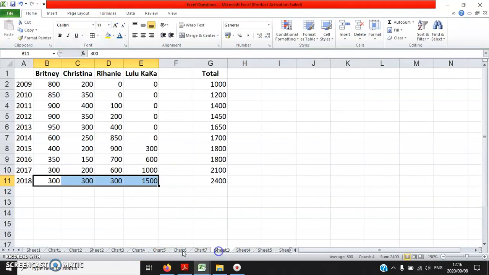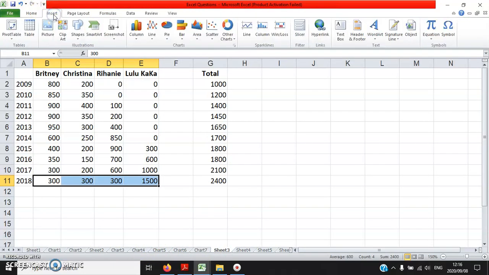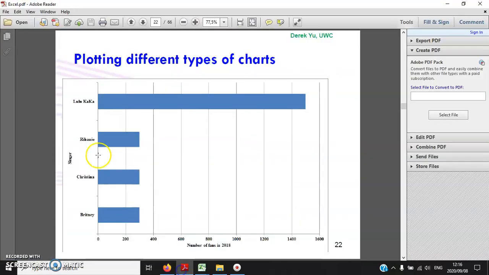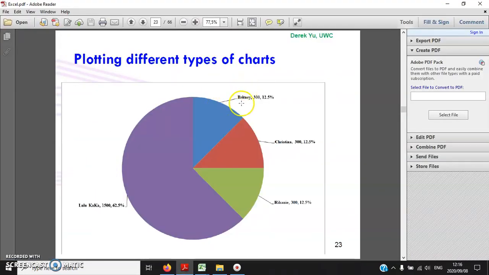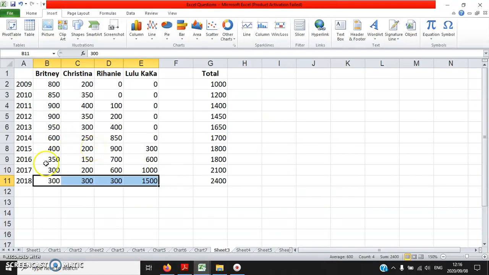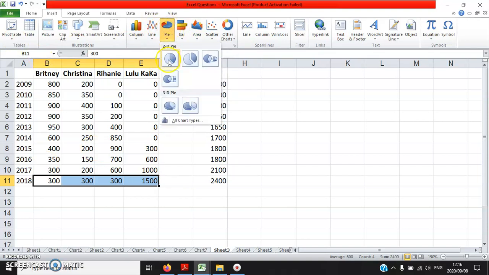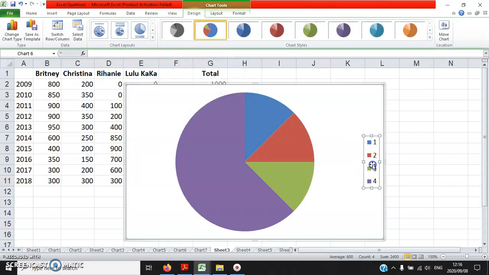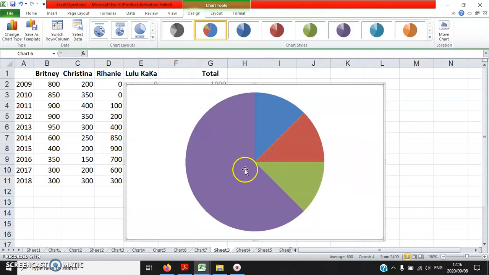Okay, and then the last one is the pie chart. I always struggle with the pie chart with the labeling actually. Let's look at the answers. Okay, we need to show the names of each singer, the absolute number of students who support each singer, and the percentage of students who support each singer. So let's see if I remember how to do this, especially the labeling. I always struggle with that year after year. So pie chart, 2D pie charts.